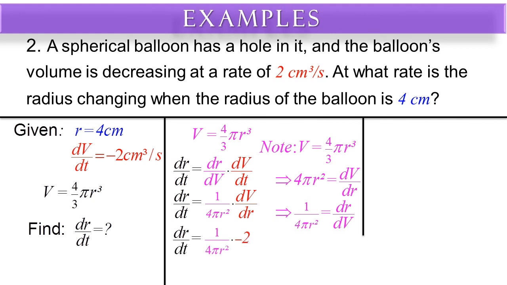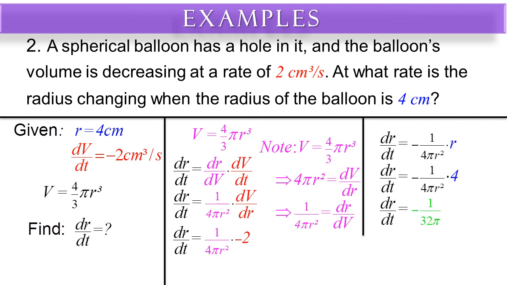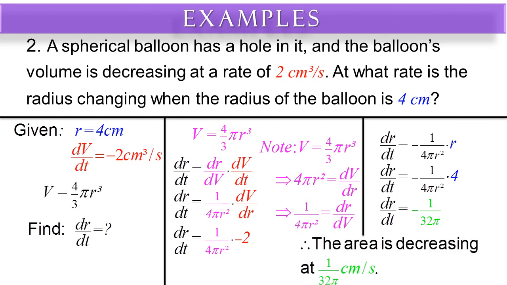Next, we have dr/dt equals 1 over 4 pi r squared times dV/dt, which is negative 2. So we have dr/dt equals negative 2 over 4 pi r squared. Our r is equal to 4. And we have dr/dt equals negative 1 over 32 pi. Therefore, the radius is decreasing at 1 over 32 pi centimeters per second.